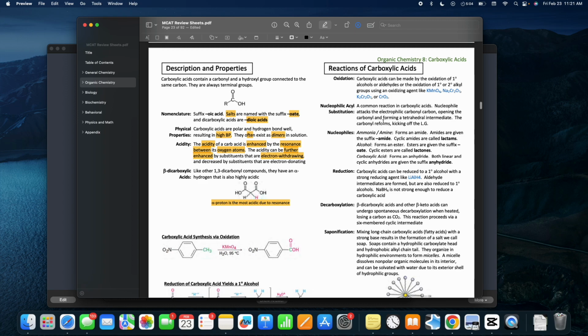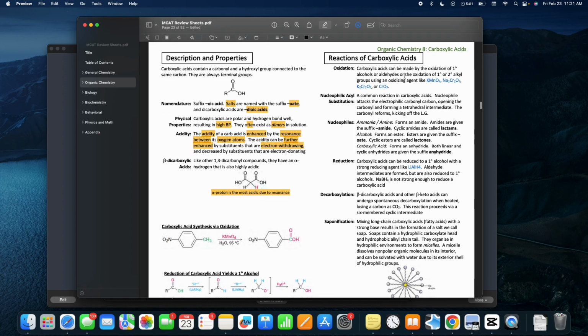Then we have reactions of carboxylic acids. So carboxylic acids can be made by oxidation of primary alcohols or aldehydes, or oxidation of primary or secondary alkyl groups using an oxidizing agent like KMnO4, Na2Cr2O7, K2Cr2O7, or CrO3. I don't know what these are called chemically. We can figure that out later. So this is also important. Primary or secondary alkyl groups using an oxidizing agent.